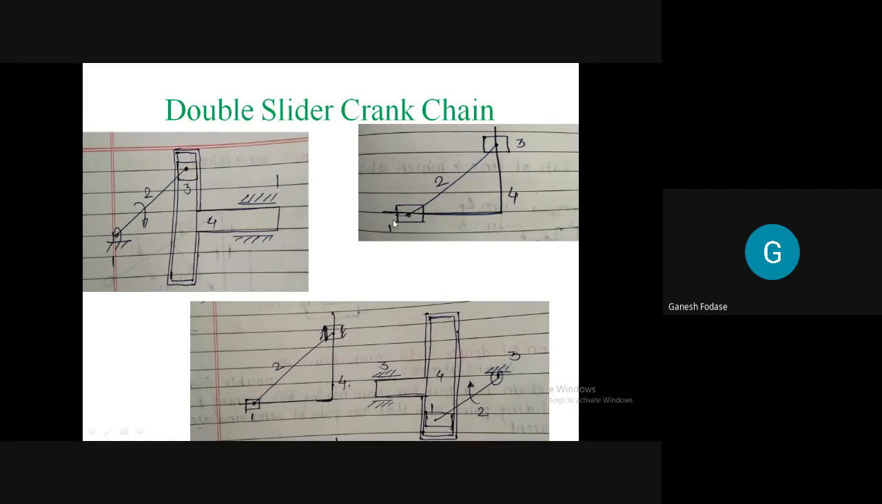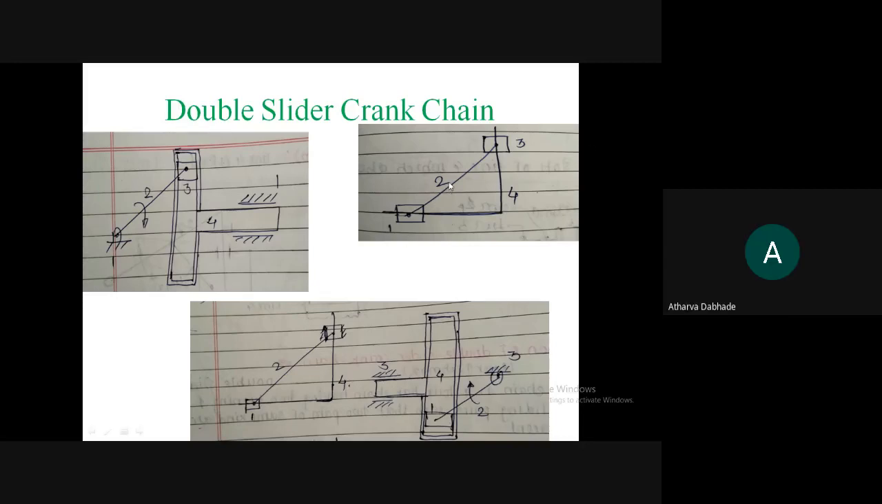So link number 1 with respect to 4 is forming which pair? Sliding pair. Link number 3 with 4 is forming which pair? Sliding pair. So there are 2 sliding, prismatic pairs. Prismatic means sliding. So two sliding pairs and two turning pairs. Which two turning pairs?